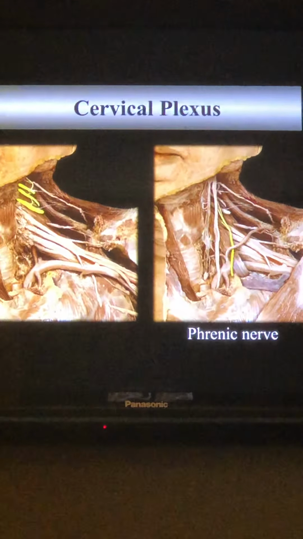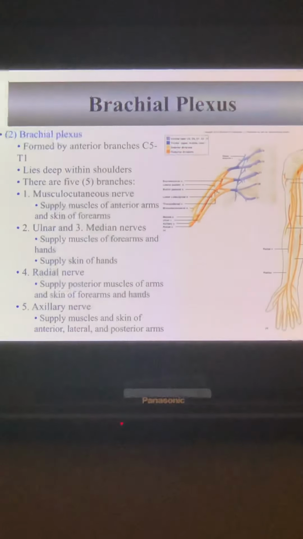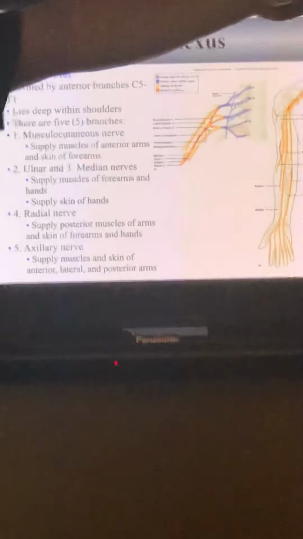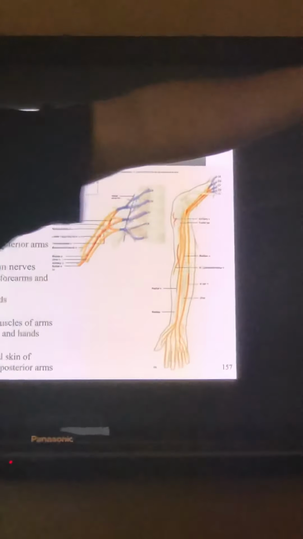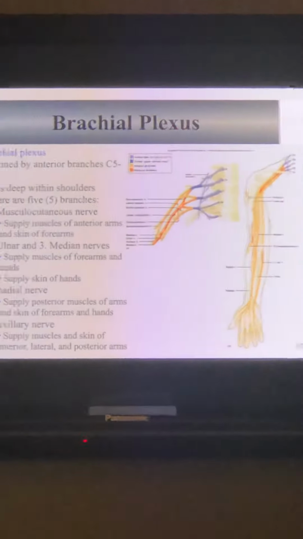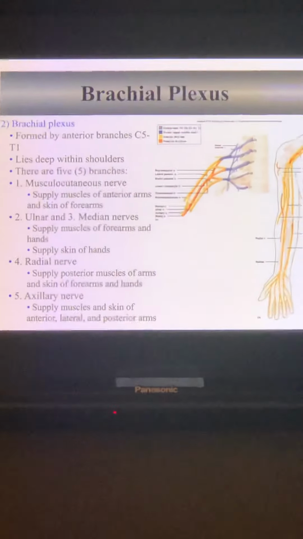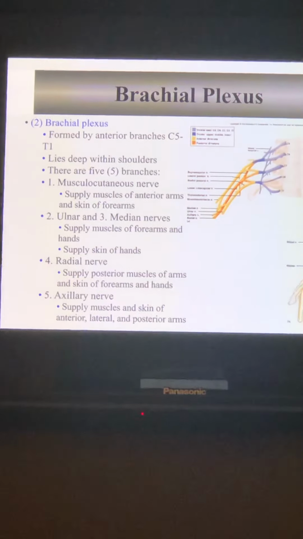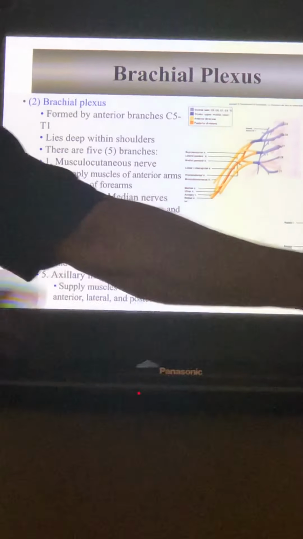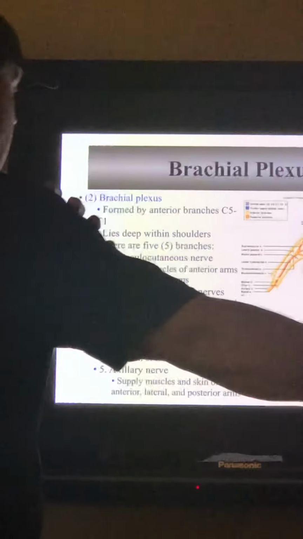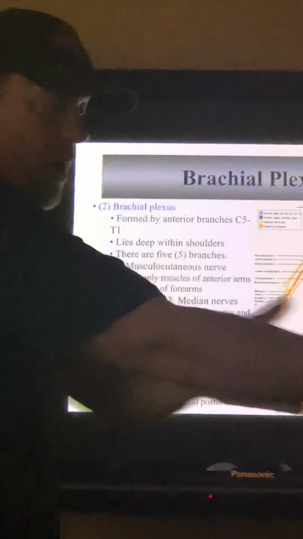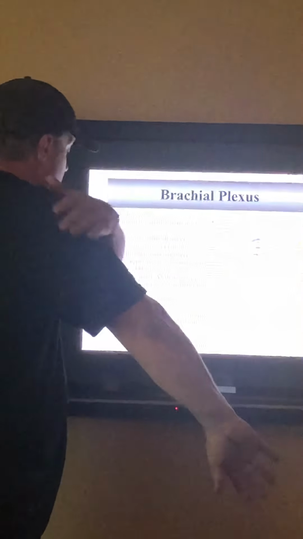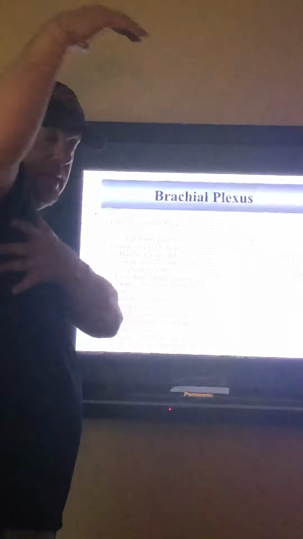Pretty cool. All right, the brachial plexus, which comes out under your armpit, kind of like that. This is why you don't lean on crutches when you have them. You can actually damage your brachial plexus. This forms a ton of nerves, and I'll just show you real quick some of these. The musculocutaneous nerve is up in here. The ulnar, the median, the radial, the axillary.